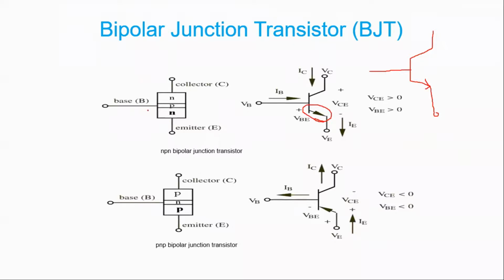So here you can focus. This is P, this is N. Now electrons will move from N to P and holes will move from P to N. So we know that the direction of current is the direction of holes, from P to N. Because of that, your arrow is like this.